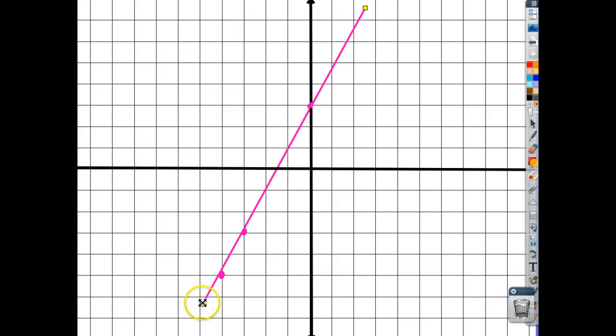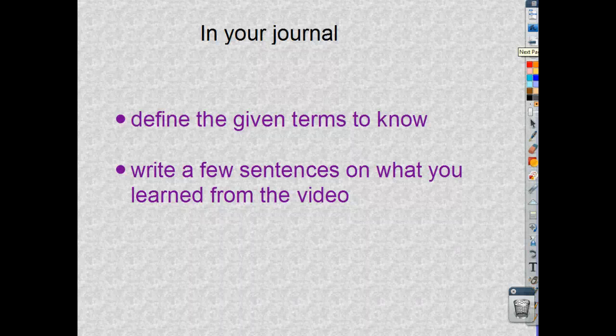All right, that'll do it. In your journals, define the given terms that I gave you on page 2 of the flip chart. And if you have any questions, please write those down. You can bring them to class and write a couple things that maybe you learned, maybe something new that you came across today that you didn't know before.